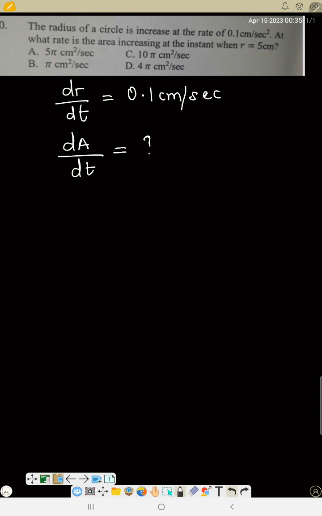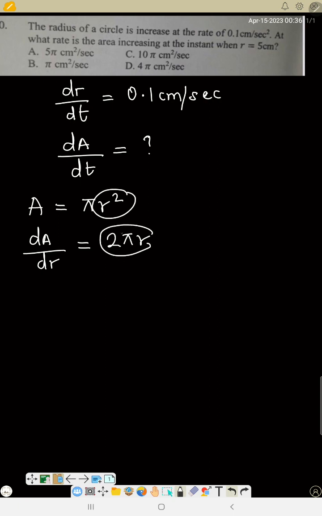So then we should have the A. First, what is area of a circle? Because we are talking about a circle. Area of a circle is pi r square. Then dA over dr, meaning I should differentiate with respect to r, that is 2 pi r, because differentiating r square gives 2r, so that will be 2 pi r. This is the dA dr.